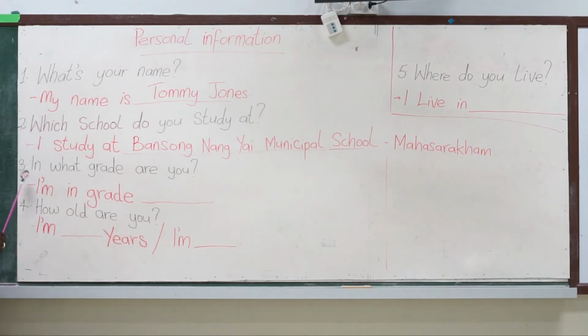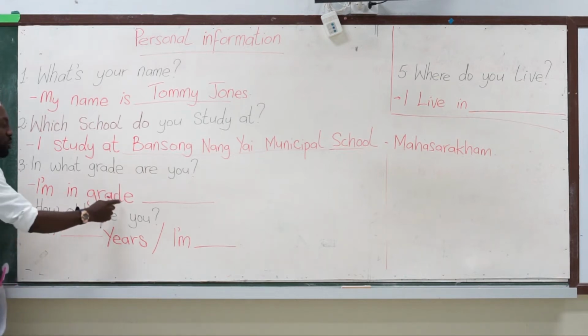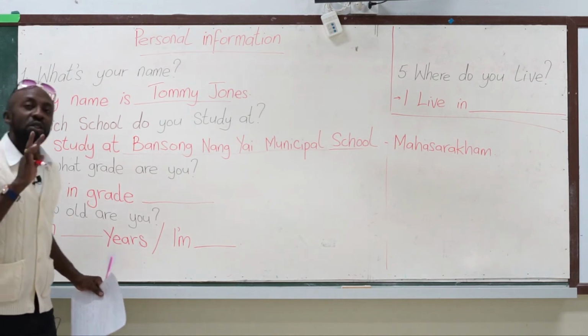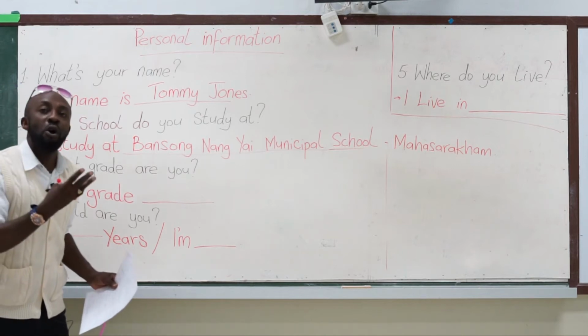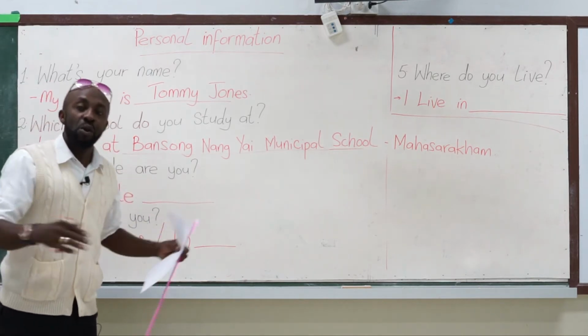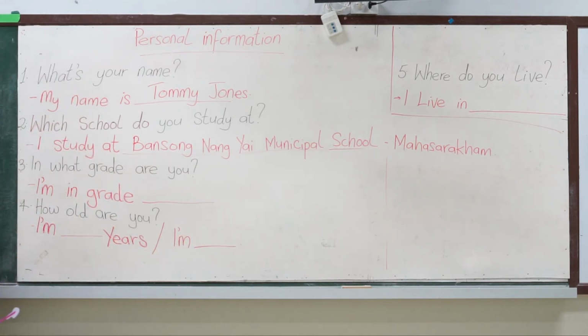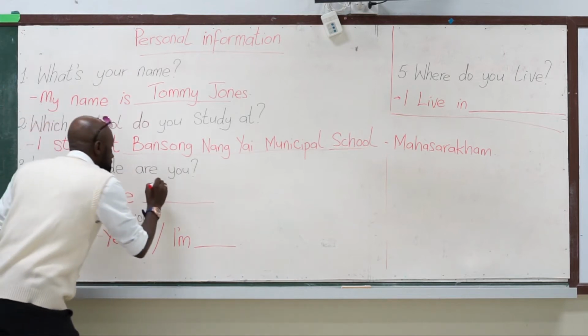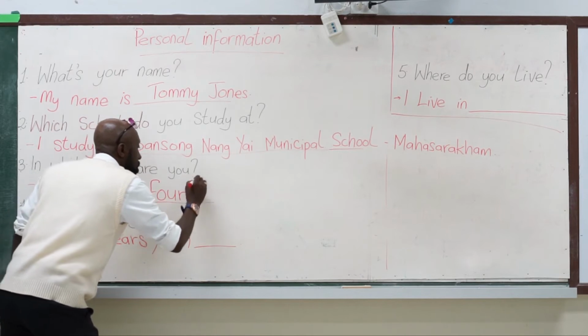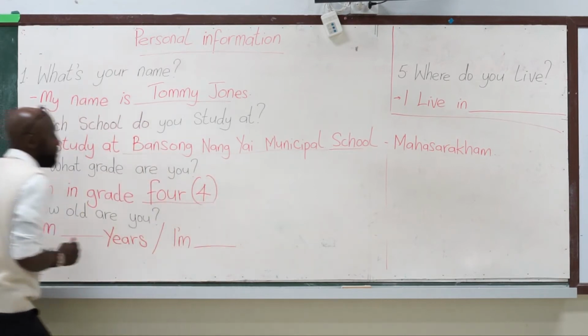Good. Number 3. In what grade are you? So, I'm in grade. If you are in grade 1, you say, I'm in grade 1. If you are in grade 2, you say, I'm in grade 2. Or, I'm in grade 3, I'm in grade 4, I'm in grade 5, or I'm in grade 6. Do you understand? So, in what grade are you? I'm in grade 4. Or you can write, I am in grade 4. It's okay. Good.